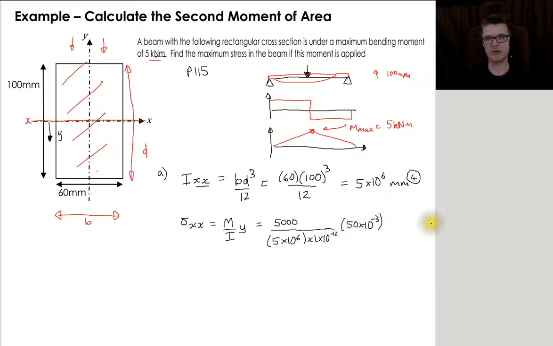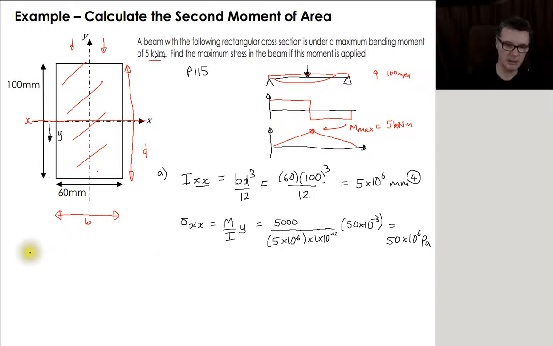So that's going to be 50 times 10 to the minus 3. Convert millimeters into meters, we just divide by 1,000 once. Put those values in, and we're going to get the result of 50 times 10 to the 6 pascals. Okay, so that was part A.